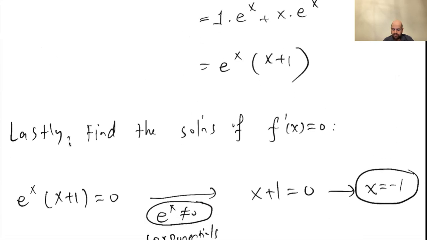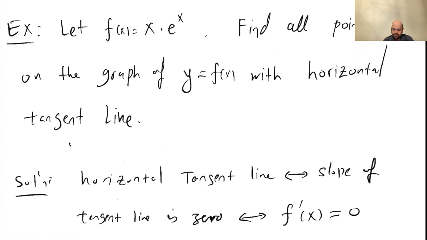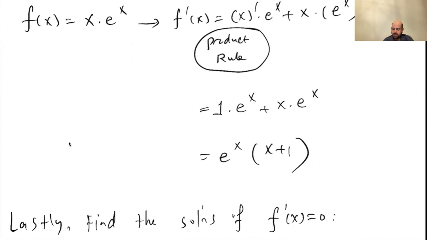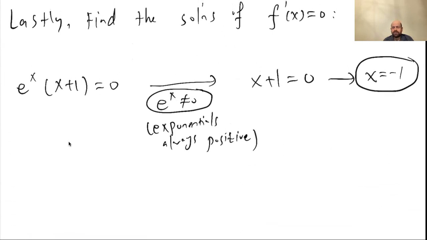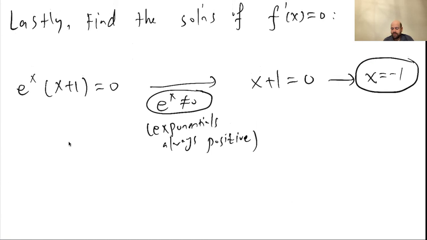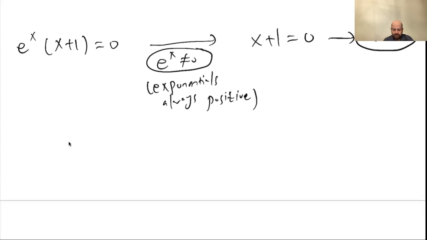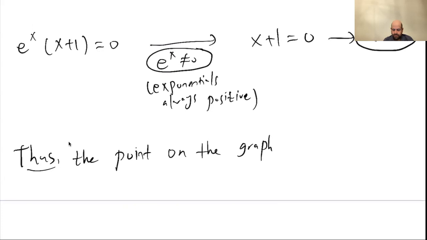And therefore, which point has horizontal tangent? It says find all points with horizontal tangent lines. So which points have horizontal tangent lines? Well, when it says point, you have to find the x and y coordinates. But the x coordinate is minus 1, so we can find the y coordinate easily now. Thus, the point on the graph of y equals f of x with the horizontal tangent line is, what is it?